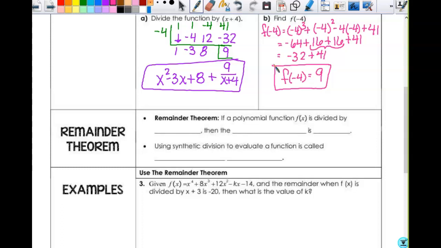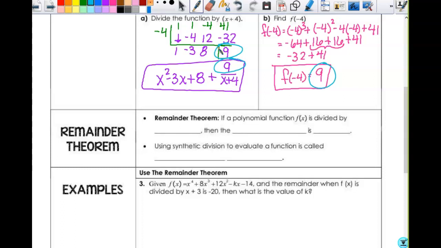So now look at our answers for A and B and think about why maybe we did both of these together. Do you see anything that maybe they have in common? The 9, right? When I found f of negative 4, I got 9. Look at our remainder here. It's 9. Okay? So what the remainder theorem says is we can actually use synthetic division to evaluate functions.